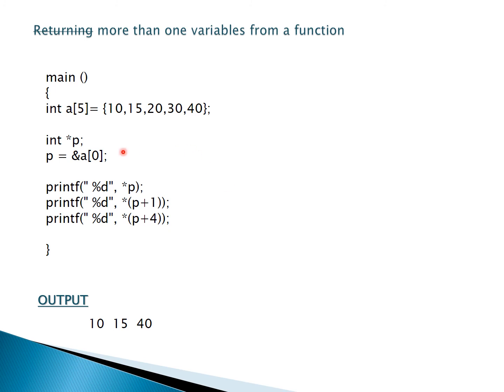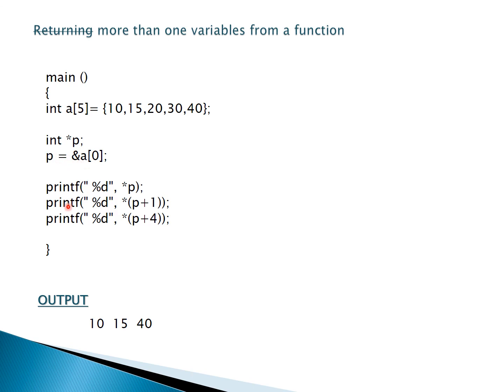In this example, we will use a pointer variable to access the elements of the array. We have 5 integer variables in this array: 10, 15, 20, 30 and 40. Then we have a pointer variable. The name of the pointer variable is P. In this statement, we will assign the address of the first element to the pointer, and when we print using the dereference operator, the contents of the first element will be displayed because the pointer is connected to the first element of the array.